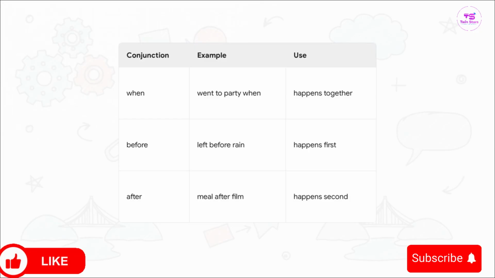I went to the party when the babysitter arrived. This is used to say exactly when that first part happened. They basically occurred at the same time. Next is before. We left before it started to rain. This glue shows the first action, leaving, happened first. And finally, as we just discussed, after. We went for a meal after we had seen the film. This glue shows the second part of the sentence actually happened first in reality. These are incredibly precise language tools at your disposal to paint an exact, vivid picture in someone's mind.